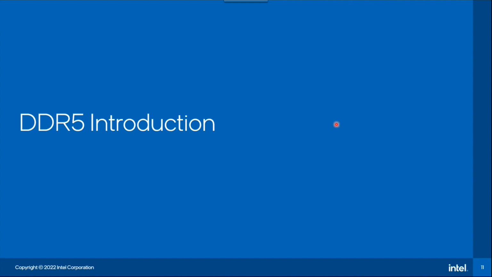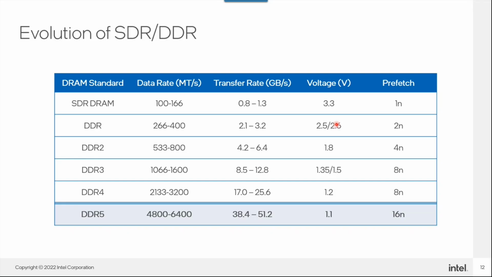Next slide. So for the DDR5 introduction, we're going to start talking about the evolution of signal data rate and DDR standards. The first main point to notice from this table is that there's a significant increase in speed performance from the previous signal data rates to the DDR5 standard, where for DDR5 we can achieve a maximum of 6,400 mega transfers per second, with a theoretical speed of 51.2 gigabytes per second.